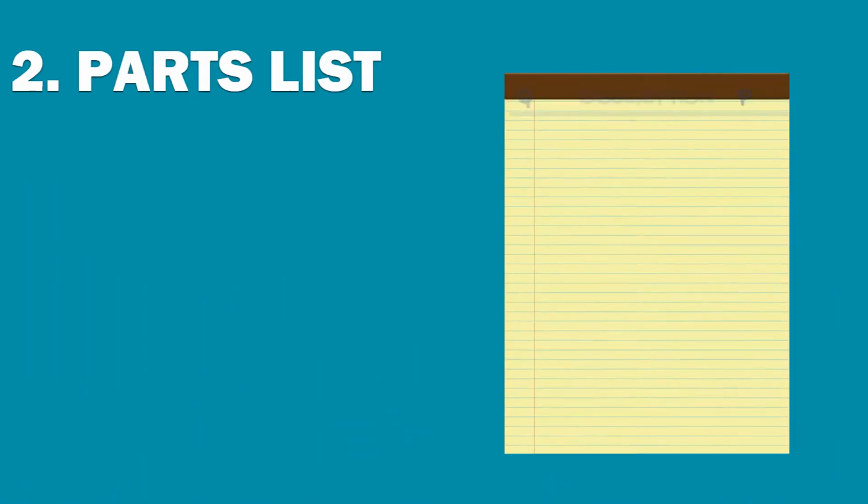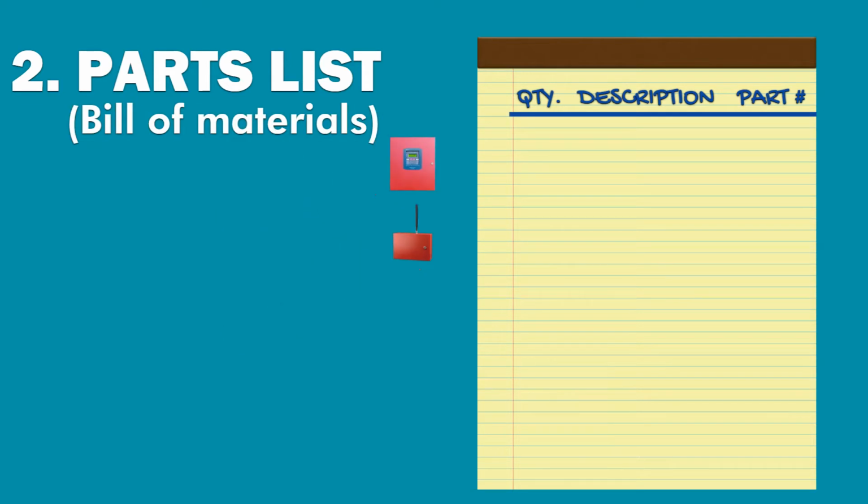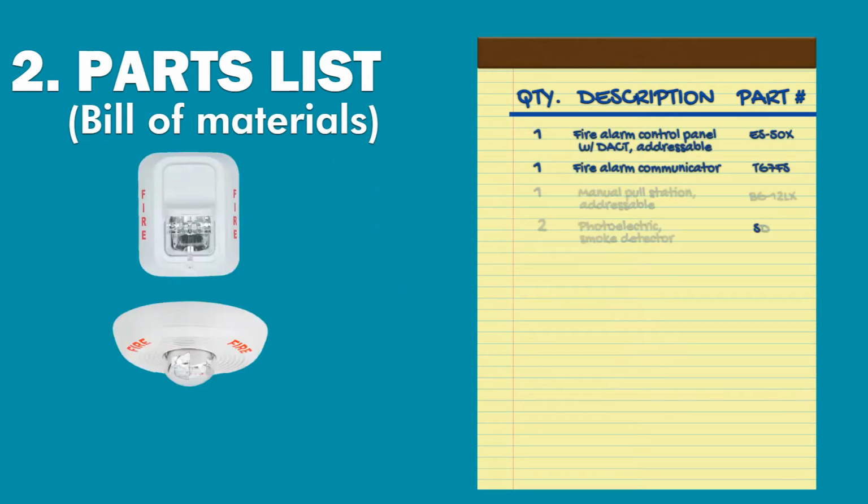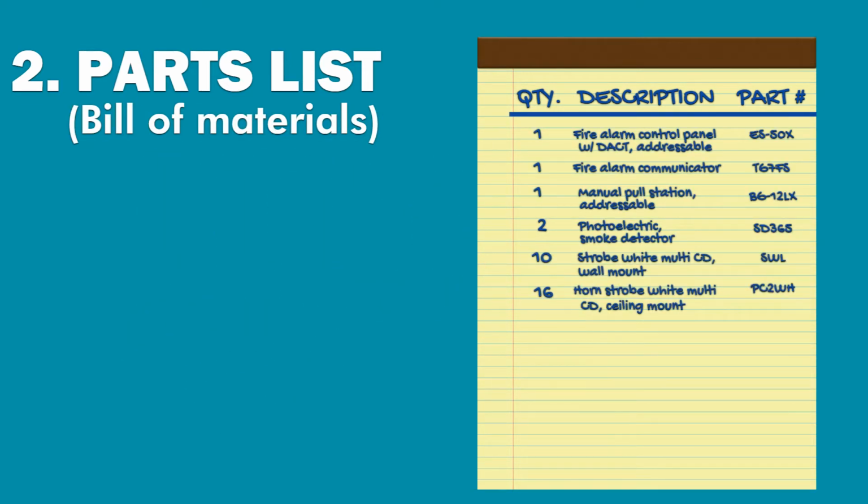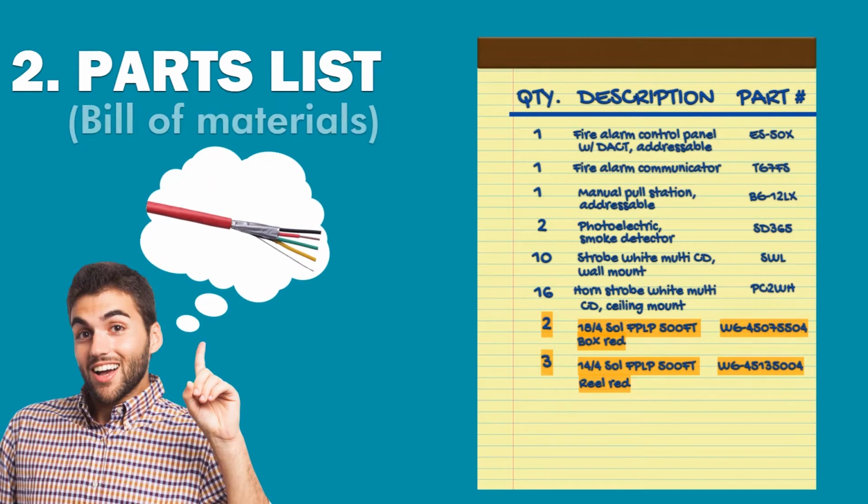You have a parts list or bill of materials. This has all the part numbers and quantities of detection and notification devices. And don't forget to mention the wires.